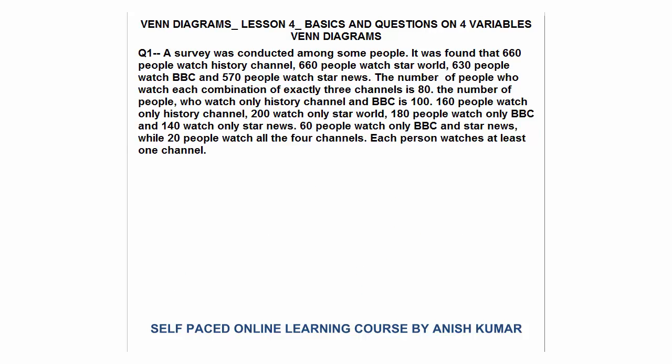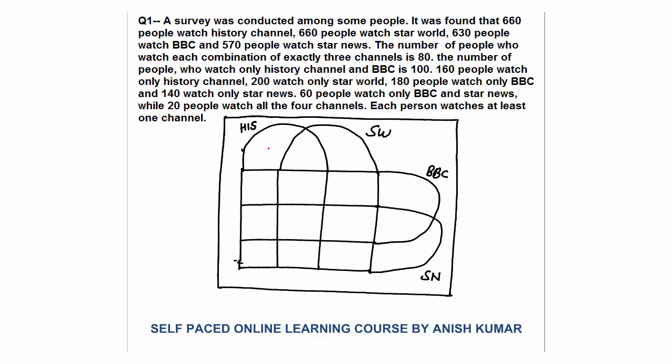Now this is a question on four variable Venn diagram. First we will make the diagram and then we will fill the data in that diagram in order to solve the questions. Now here I have made the diagram. A survey was conducted among some people, that is what the question says. It was found that 660 people watch History channel. So this is the History I have made. This is 660.